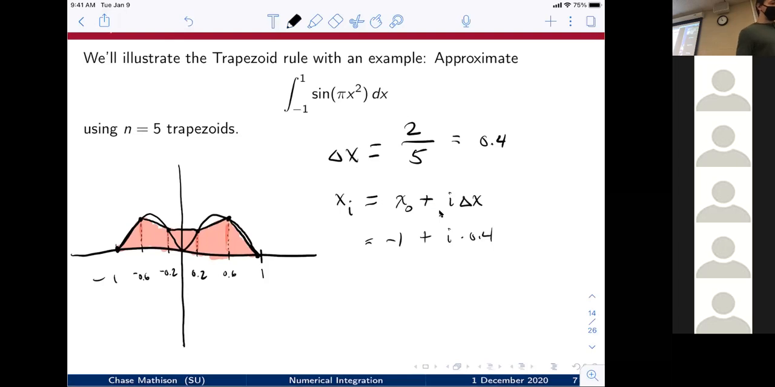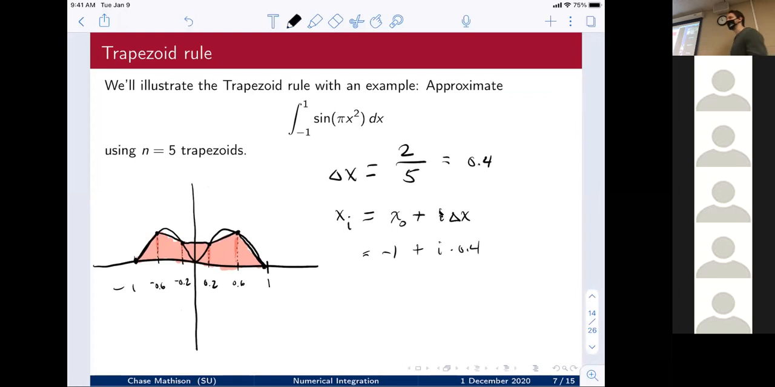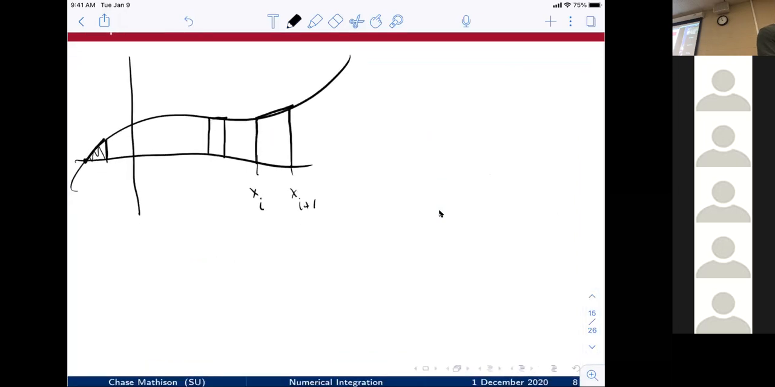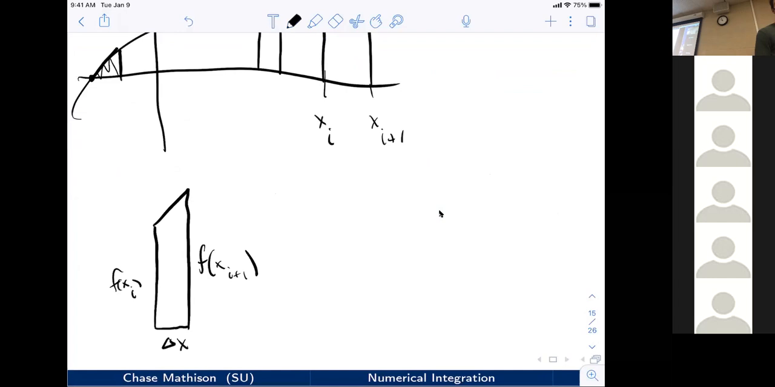Okay. So the only other thing we need to know is, well, what is the area of a trapezoid? Does anyone know the area of a trapezoid off the top of their head? If I have a general trapezoid, it is going to have a width of delta x, a height on the left of f of xi, and a height on the right of f of xi plus 1. Does anyone know the area of that trapezoid?